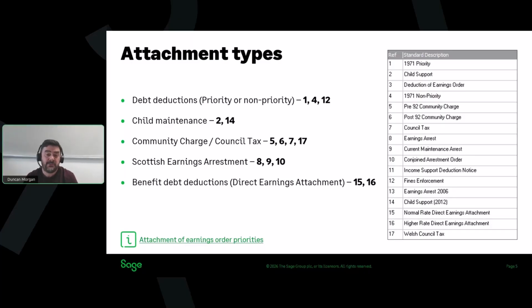And the most recent attachment type that was brought in is for benefit debt deductions. So these are direct earnings attachments, or DEAs. They're either deducted at a normal rate or a higher rate, and this will be specified on the attachment order you receive. And for those you would use categories 15 or 16 within Sage 50 Payroll. And we'll be taking a look at those attachment types when we go into the demonstration.